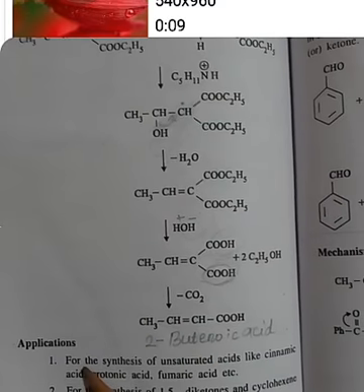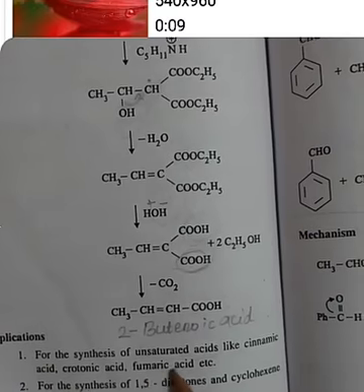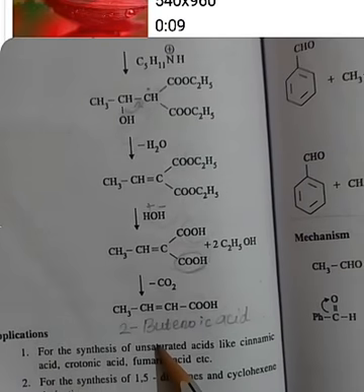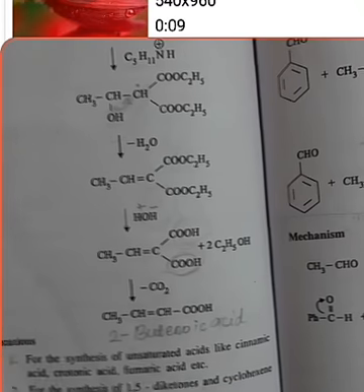Now the applications. It is used for the synthesis of unsaturated acids, which means double-bond compounds, like cinnamic acid, crotonic acid, and fumaric acid. It is also used for the synthesis of diketones and cyclohexane derivatives. These are the applications of the Knoevenagel reaction.